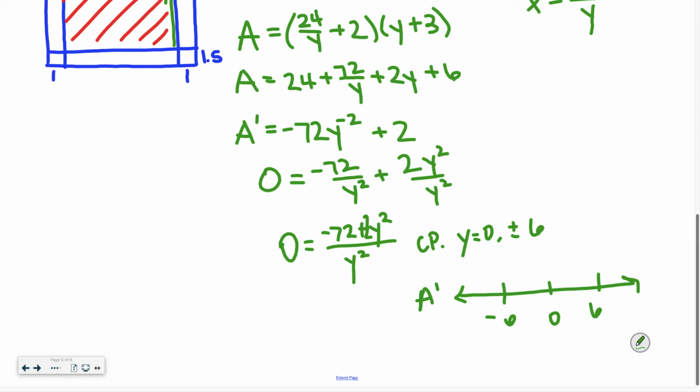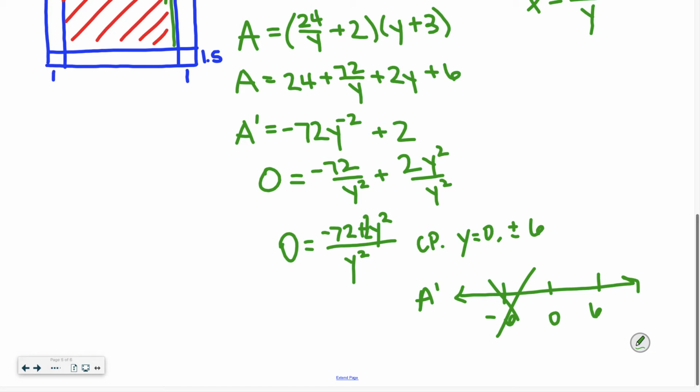Negative 6. Is that going to be a dimension of where the print is? No. So we don't care about negative 6. Put it on your number line just so you don't choose a number not in the interval, but don't test that interval. Okay?